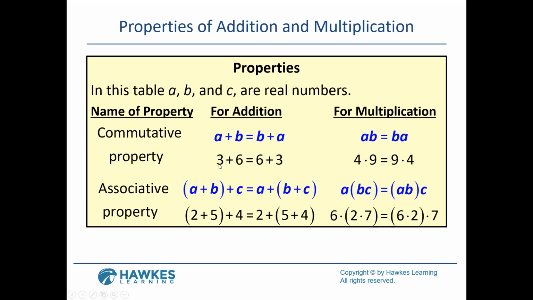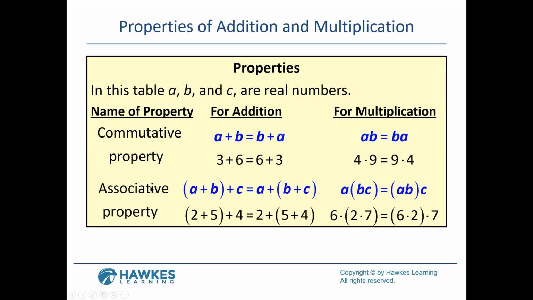So in this example, 3 plus 6, when it flip-flops, will equal 6 plus 3. That's the commutative property. 4 times 9, when it flip-flops, will become 9 times 4. That's the commutative property. So just to identify the property, those are the characteristics of the commutative property.